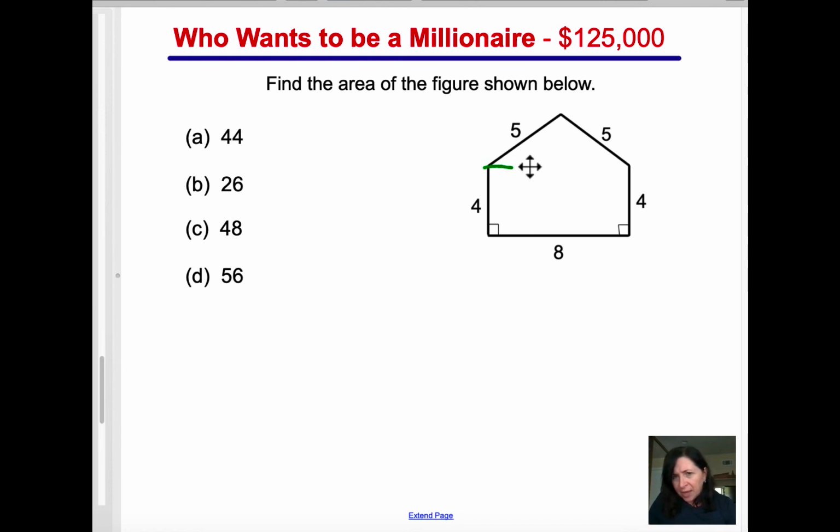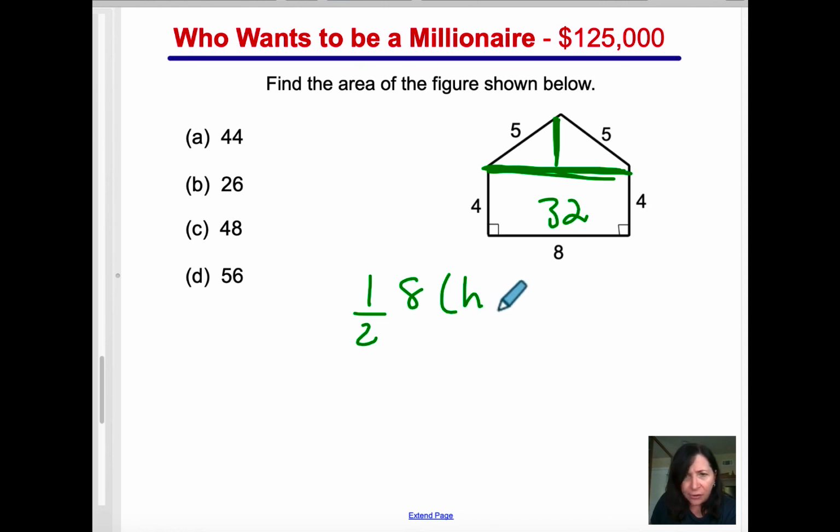This looks like a rectangle and a triangle. So the area of the rectangle is 4 times 8, which is 32. The area of the triangle, remember, is going to be base times height, but it's half. So it's going to be 1/2 my base times the height. So 1/2 8 times the height, don't know what that is, plus the base times the height, which is 4 times 8. So we know that that's 32.